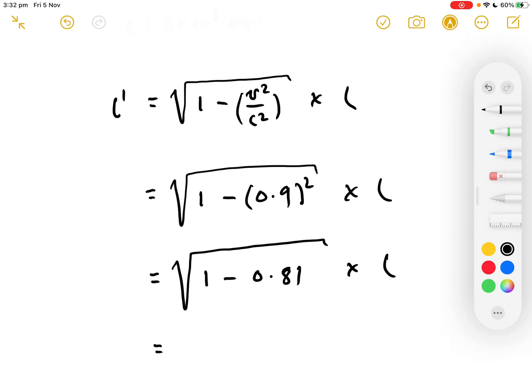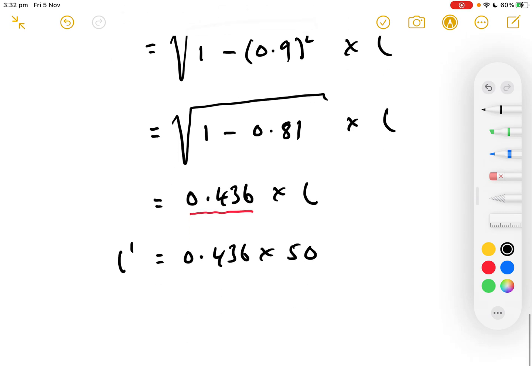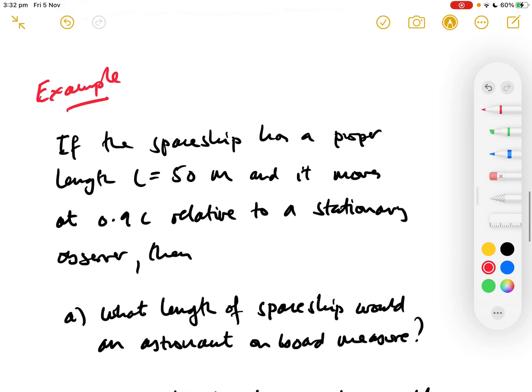Okay, so if we work that out, we get the square root of 1 minus 0.81, which is 0.436 times L. So you can see that 0.436 is the square rooted term. That will always be less than 1, meaning that L dash must always be less than L, because L dash, of course, is the contracted length. So that's the 0.436 times the 50 meters. So the contracted length, as seen by the stationary observer on Earth, is 21.8 meters. A shorter length than the proper length.